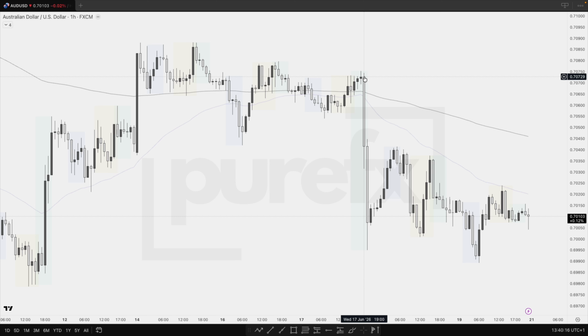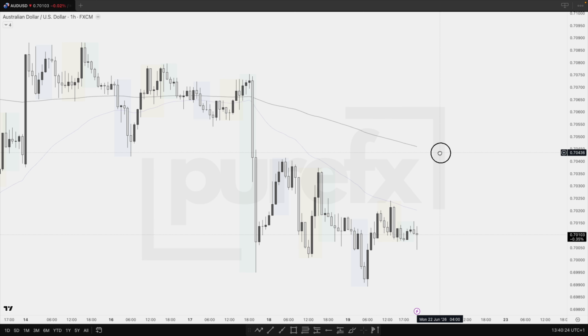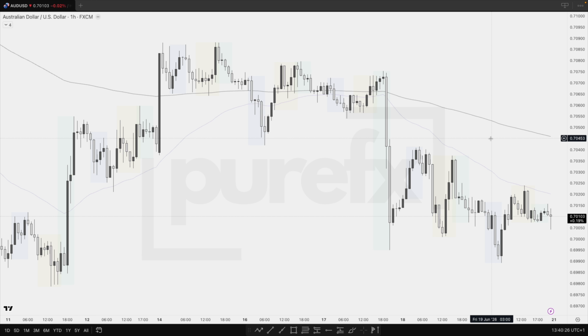That was following the FOMC news release on Wednesday. As you can see, that just completely drove price down. Obviously, we do trade AUD USD. We have an 80% correlation with gold, so a lot of things that happen to gold will happen with AUD USD as well. So that's that little insight for you.